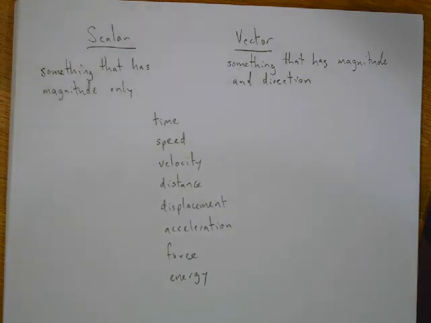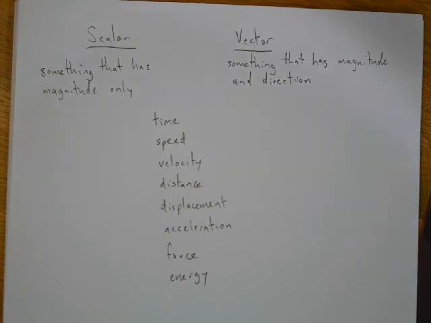A vector is something that has magnitude and direction. If you are a Despicable Me fan, you know that Vector, as in the movie, is committing crime with magnitude and direction. Okay, so it's something that has that.